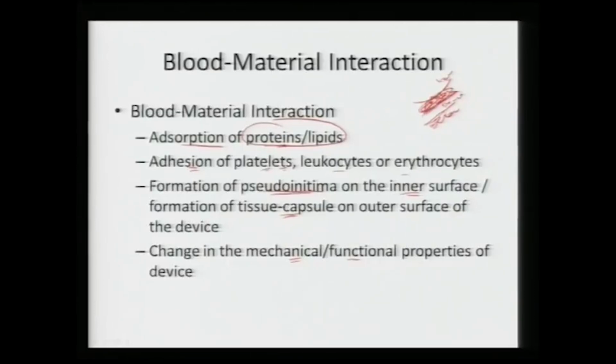So, the in-between layer basically gets the pseudointima formed on the outer surface of the device or on the inner surface of the tissue or the capsule. That encapsulates the device. Once the device has been encapsulated, it might be beneficial when we require some sort of cell adhesion on the surface, or it may not be required, it might be a dull interaction, and that basically affects the mechanical or functional properties of the device.